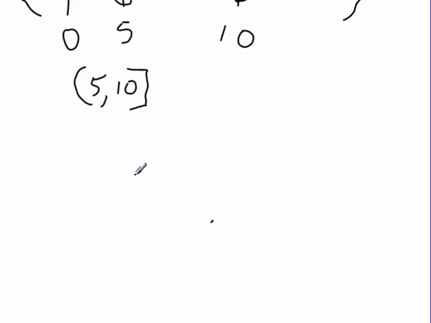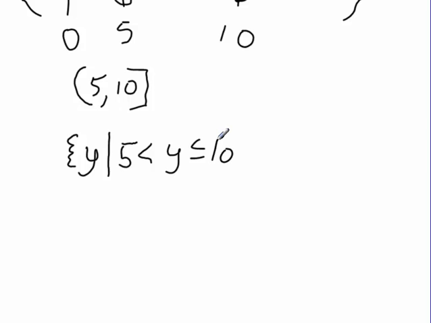So this is our interval answer, or our answer using interval notation. And we want to show our answer using set builder notation as well, and that would be the set of y values such that we have y between 5 and 10. And we're going to include 10. Really, this is just the answer that we got before, and I'm placing it inside my set builder notation.